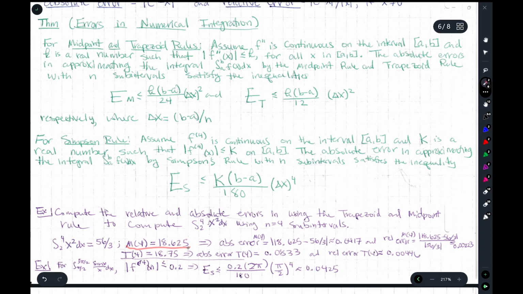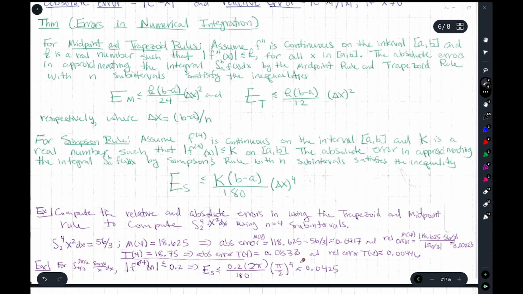And we found that the midpoint rule gave 18.625. And so this gave us an absolute error of 0.0417. That's the absolute error. And the relative error was 0.00223. For the trapezoid rule, we got an absolute error of 0.0833 and a relative error of 0.00446.